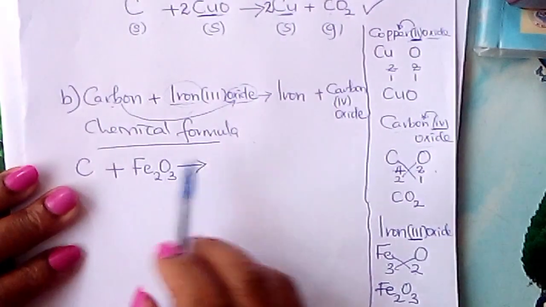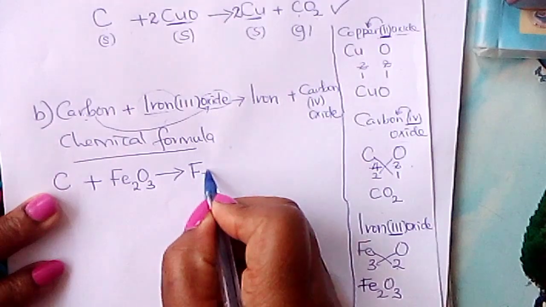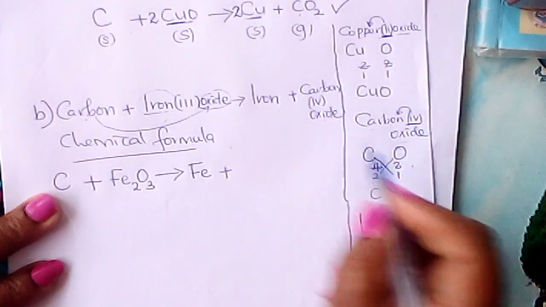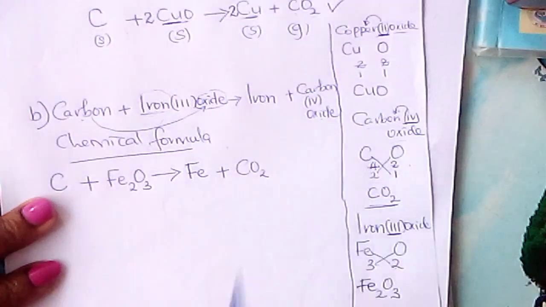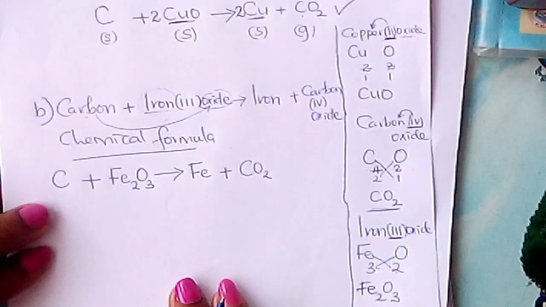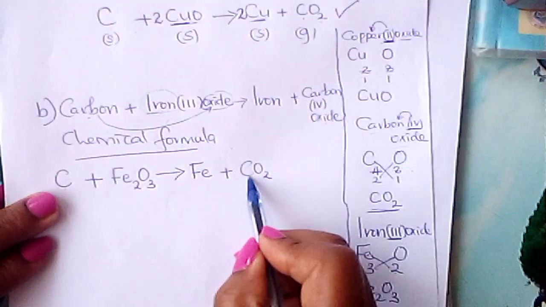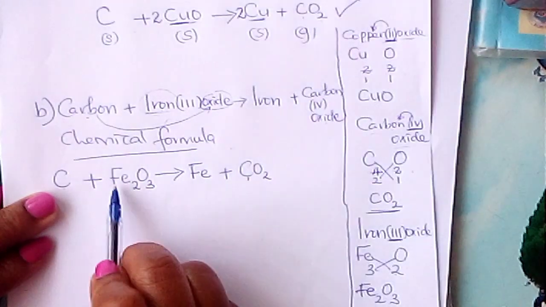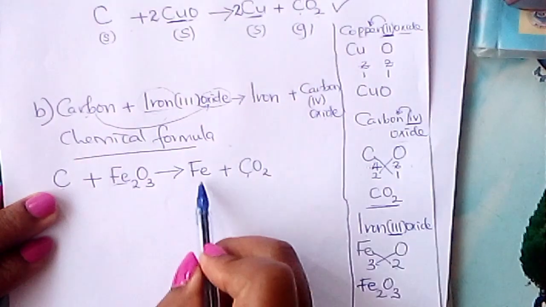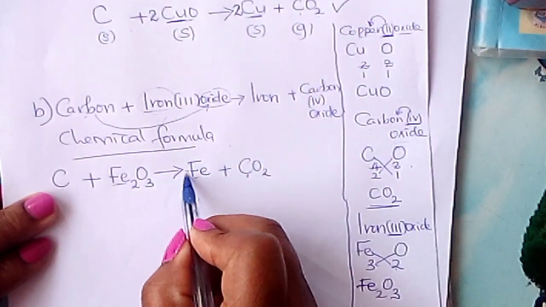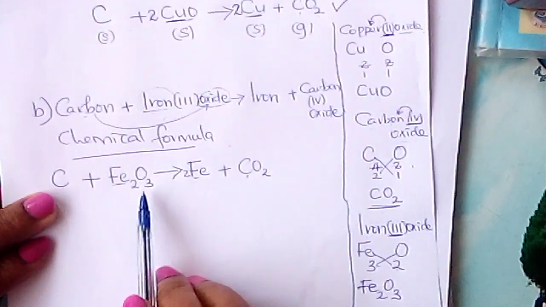It forms what? Iron, Fe. Plus what? Carbon 4 oxide. We have practiced it here, and therefore it is CO2, Lana. Then we balance. One carbon atom is here, Lana, on the left. One carbon atom there, balanced. Two iron atoms. On this side we have one. Come and fix your two there, Lana. Two. There.